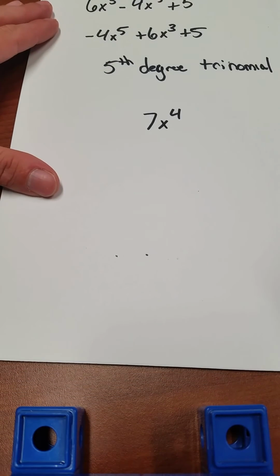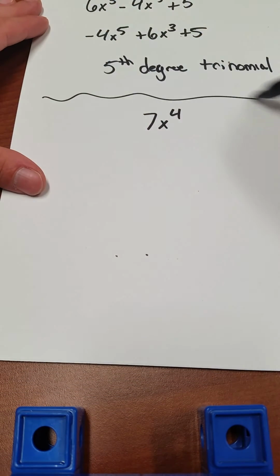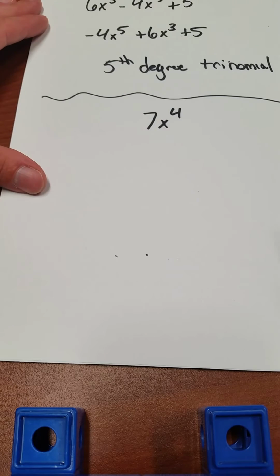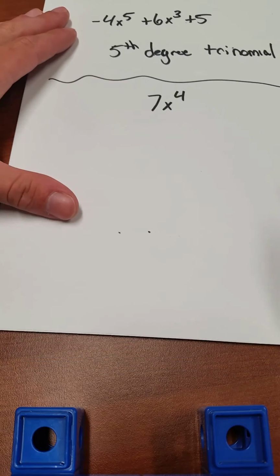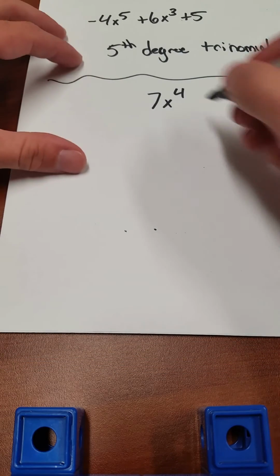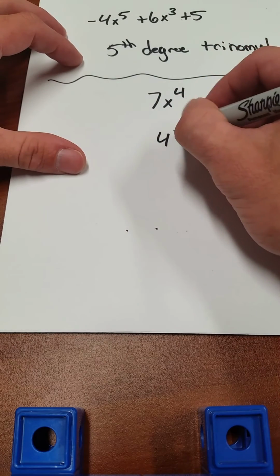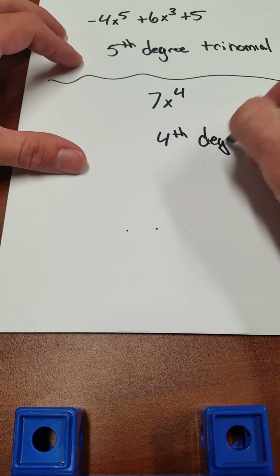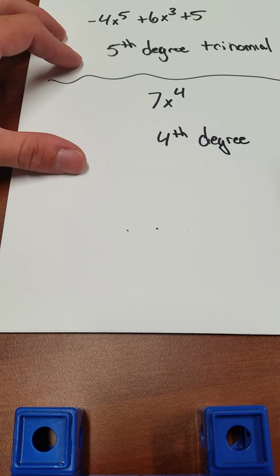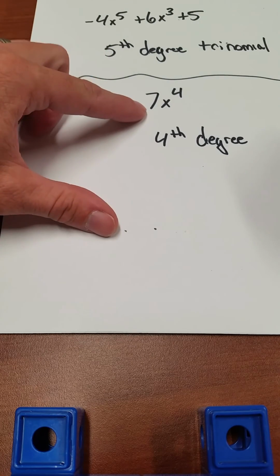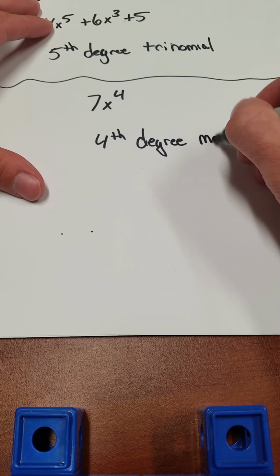One more problem. Well, since this is only one term, it's already in standard form. Name it by the degree. The degree is 4, so this is a 4th degree. Name it by the number of terms. Well, there's only one term, so this is a monomial.